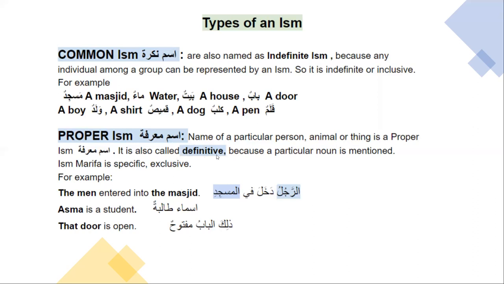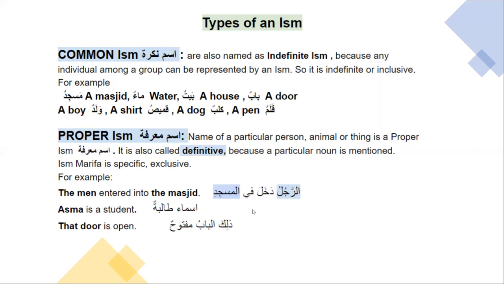It is also called definitive because when I call Asma, it means I'm calling only one particular person. If I say Khalidun or Bilalun, then I'm referring to a particular person. So it is specific and exclusive.